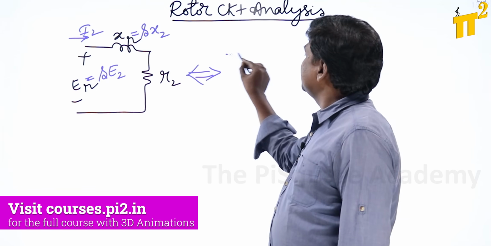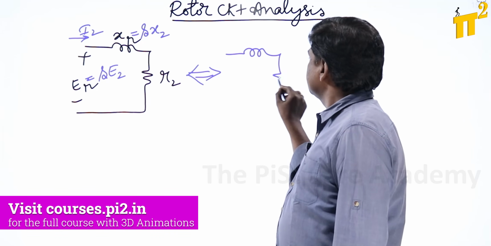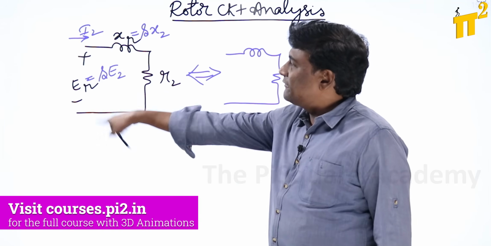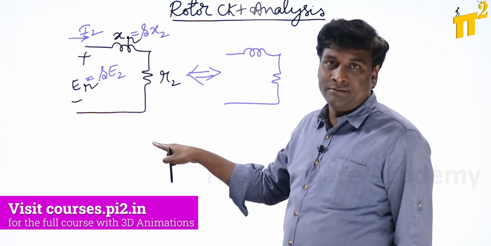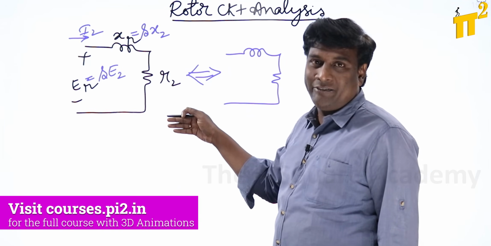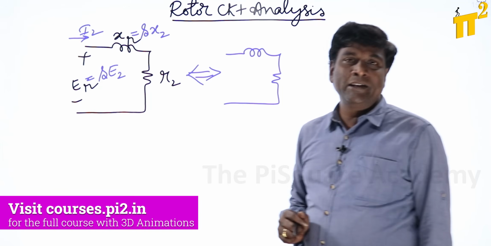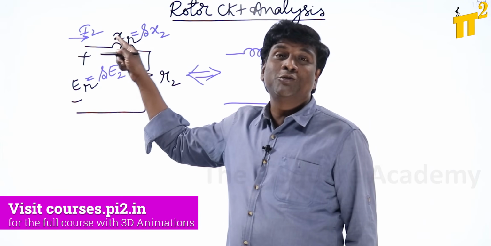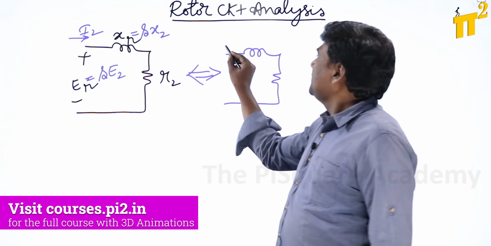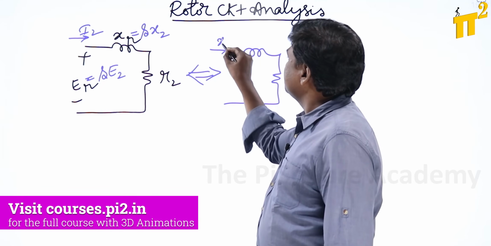Now equivalently we can transform this, dividing by S. If I do that, the impedance is going to be divided by S and the induced voltage is going to be divided by S, such that the same magnitude of current has to be there. So the same magnitude of current should be there.